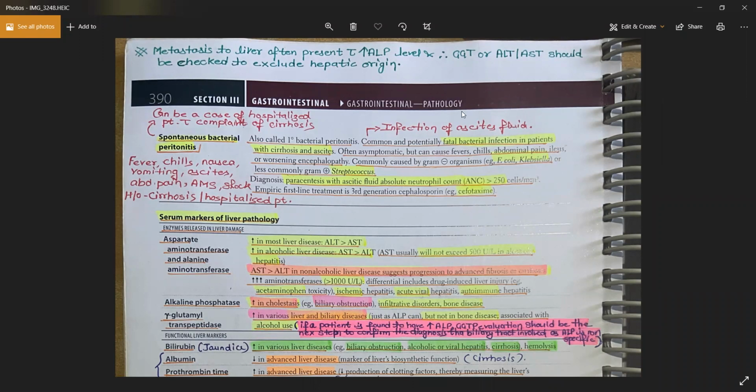And how would you do the diagnosis? You will draw the ascitic fluid and then check the neutrophil count. If the neutrophil count is more than 250 cells per cubic millimeter, that means the patient has spontaneous bacterial peritonitis. And the treatment includes antibiotics like third generation cephalosporins, cefotaxime or ceftriaxone. So that's everything about spontaneous bacterial peritonitis.